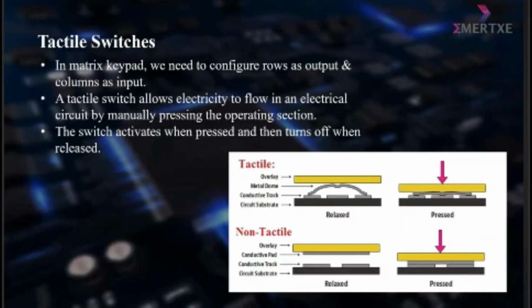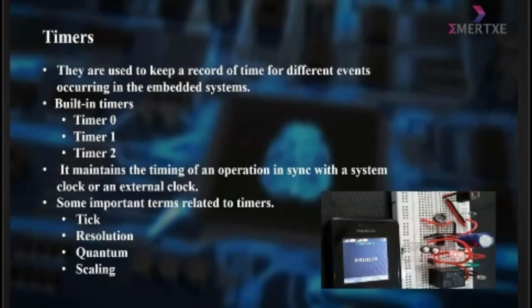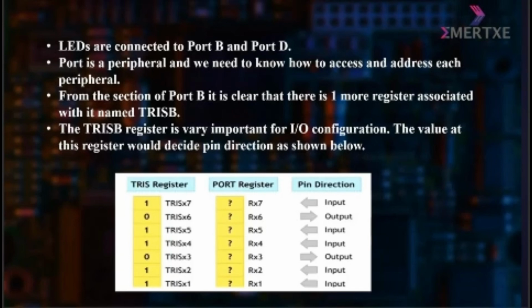Port is a peripheral, and we need to know how to access and address each of the peripherals. From the section of port B, it is clear that there is one more register associated with it named TRISB.